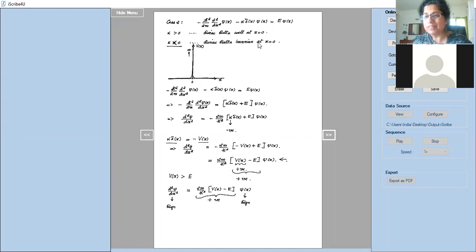Now, what's the problem with that? Think about when you do your maxima or minima problems, right? Suppose you have a function f of x. You know that when you have df/dx equal to 0, it could be either a maxima or it could be a minima, right? How do you know whether it's a maxima or a minima?